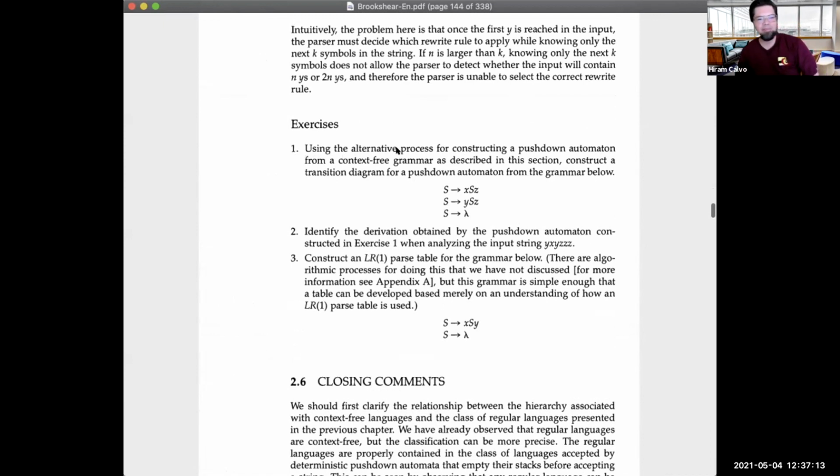Using the alternative process for constructing a pushdown automaton from a context-free grammar, construct a transition diagram for a pushdown automaton from the grammar below. Yes, yeah. And the alternative process is the second one that we did. I don't know if you want to present your homework and we can check it. Okay, let me just search it.